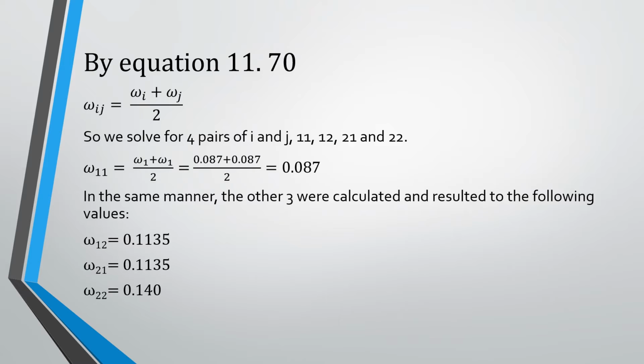By the application of equation 11.70, we can solve for the acentric factor of each ij pair by using this equation. And here we can see the calculation of the acentric factor for i equals 1 and j equals 1, which results to this value, 0.087. In the same manner, the other three ij pairs were calculated, which gives the values here.